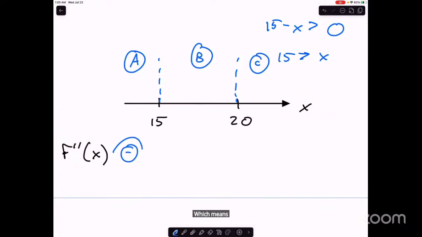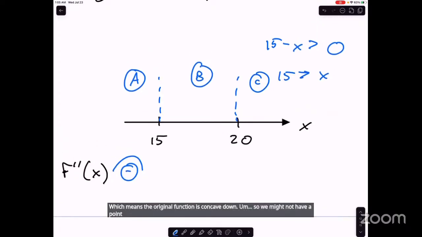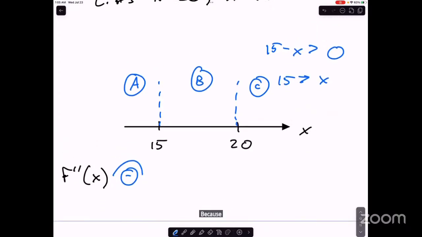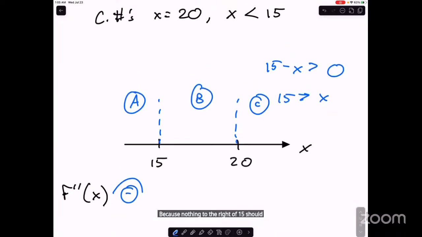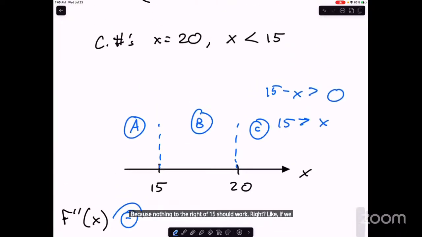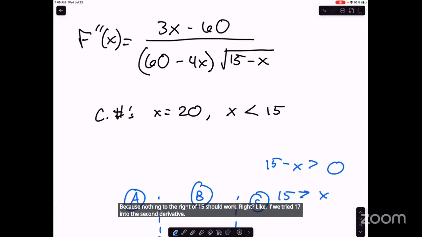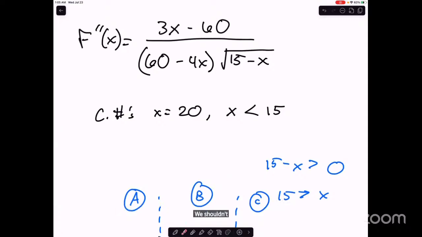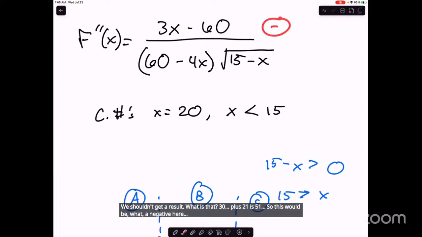Which means the original function is concave down. So we might not have a point of inflection because nothing to the right of 15 should work, right? Like if we tried 17 into the second derivative, we shouldn't get a result. What is that? 30 plus 21 is 51. So this would be what, a negative here.